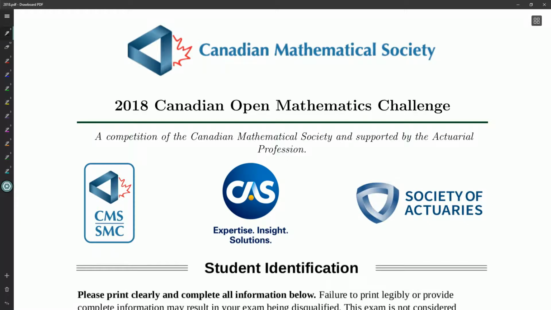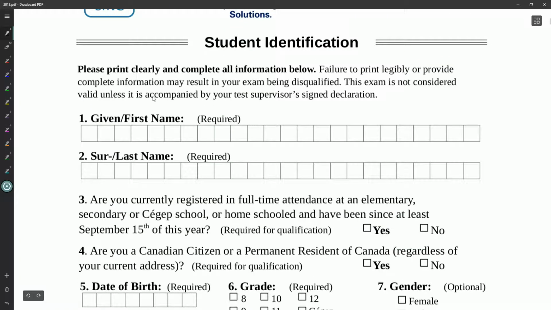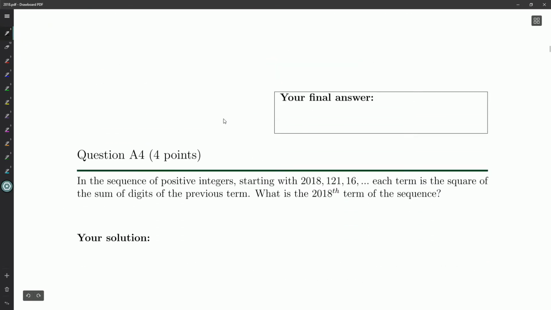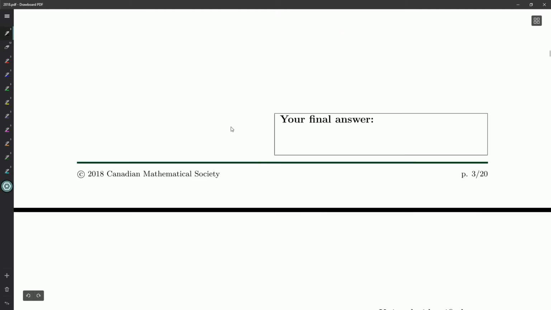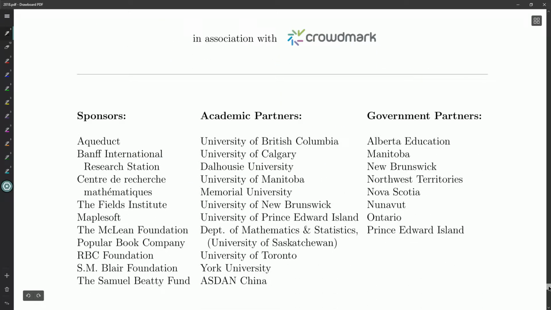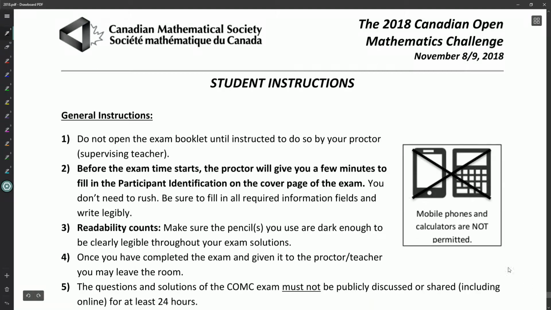If you get a copy of this paper, it looks a little something like this. It's put out by the fine folks at the CMS, the Canadian Mathematical Society. And so, you just have to fill in your information here. There's nothing really to see. If you're interested in the instructions, they are all the way at the very bottom of the paper, which you can sort of see as I scroll through. I'm going to have to scroll a little bit further because it's the actual booklet that we can read through, but there we go.